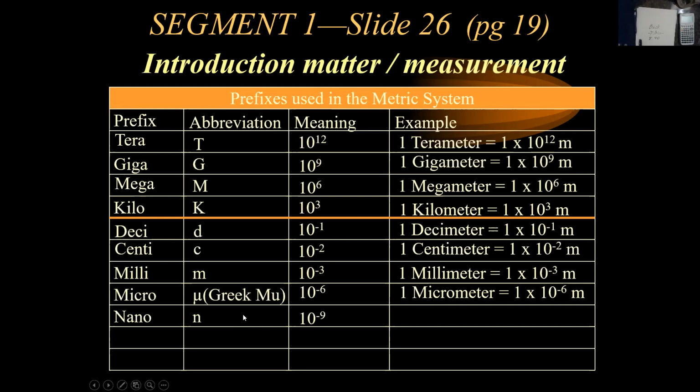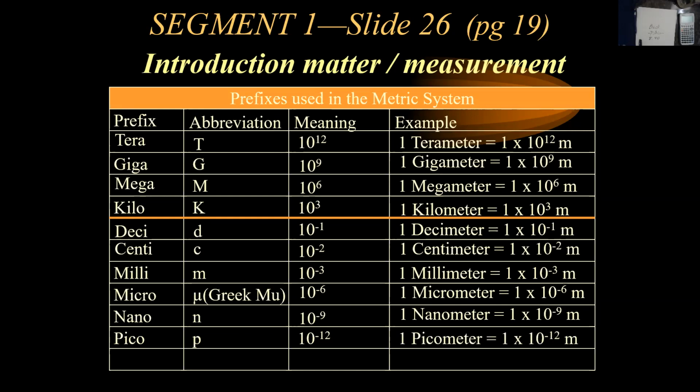Nano is N, and it's 10 to the minus 9. And typically nanometers is of the order of the size of atoms and particles. Hundreds of nanometers for an atom and a few nanometers for an electron or proton. Pico, 10 to the negative 12. You can have picometers. That's at the range of the subatomic particles, electrons and protons and things like that.